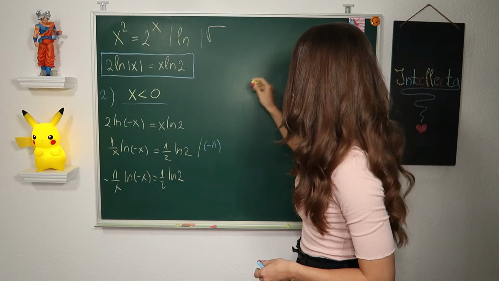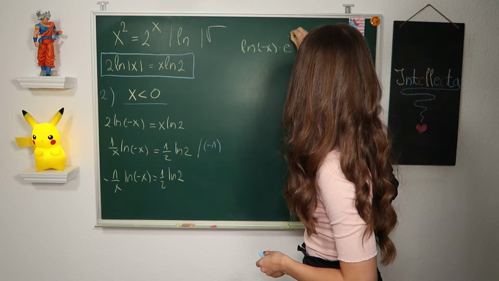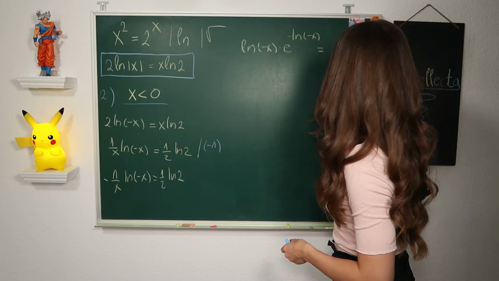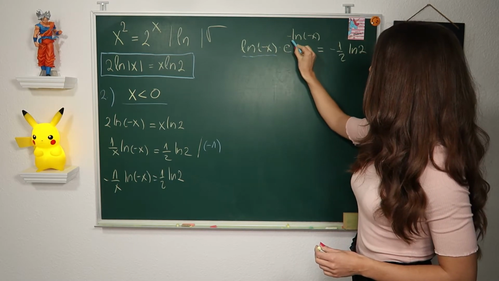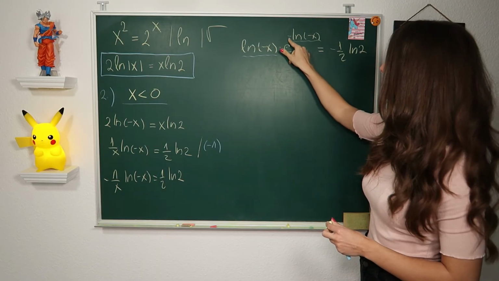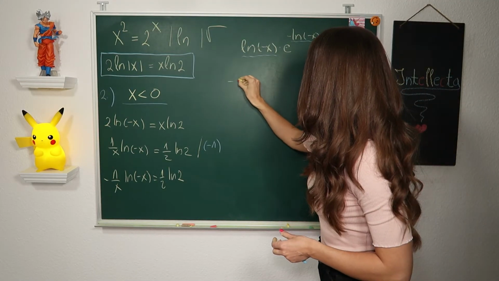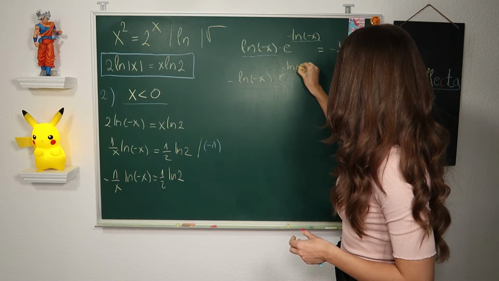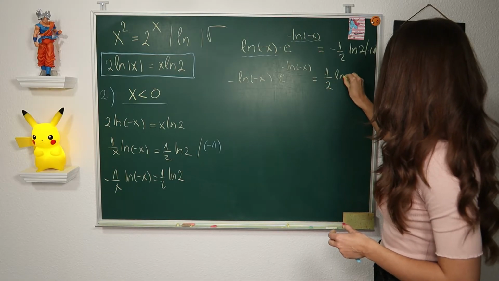Okay, and now we have ln of negative x times e to the negative ln of negative x is equal to negative 1 over 2 ln of 2. We want to have the same here and here. Do we have? No, we don't. That's why we have to multiply by negative 1 times negative 1. And now negative ln of negative x times e to the negative ln of negative x is equal to positive 1 over 2 ln of 2.